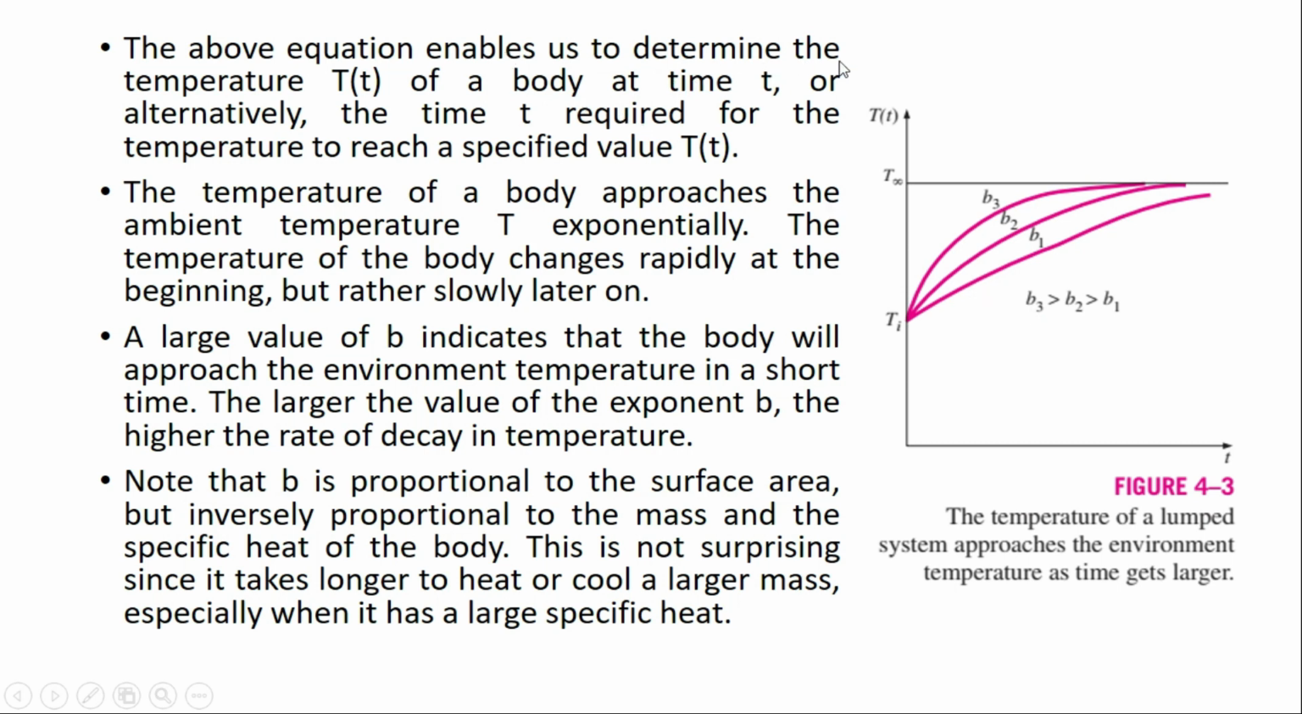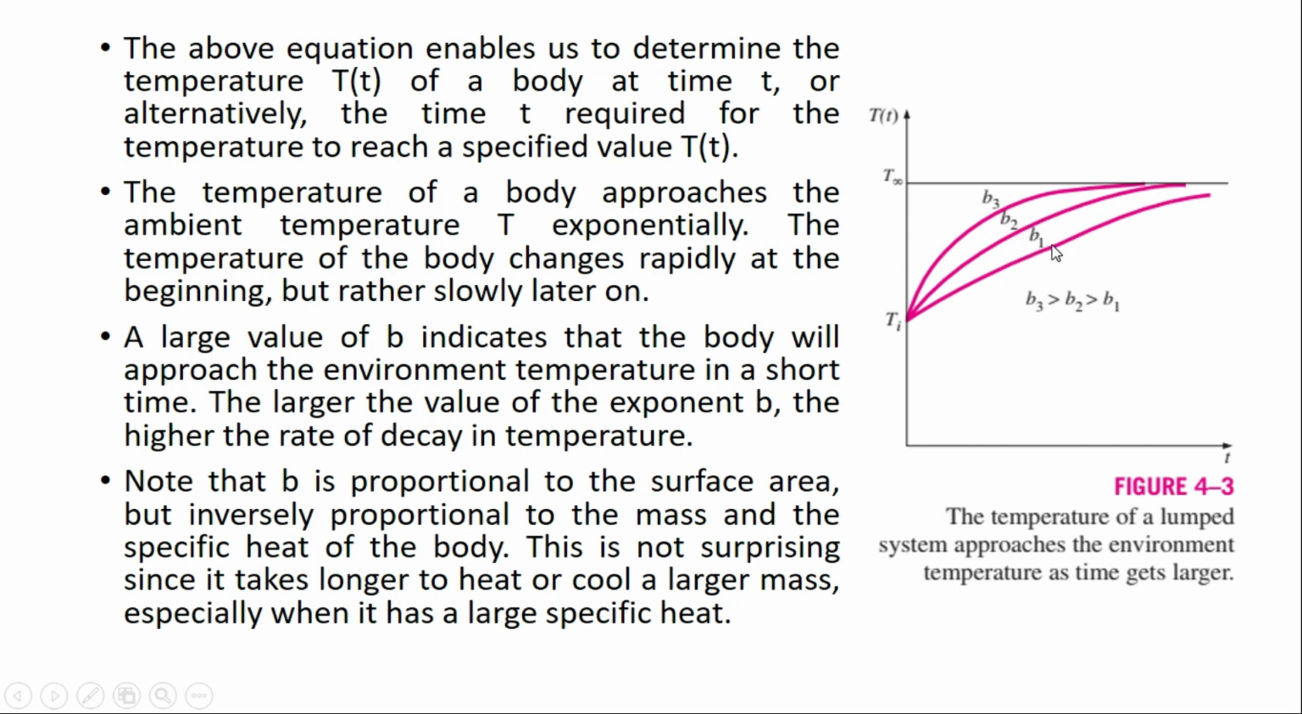So the above equation enables us to determine the temperature of the body at a particular time t, or alternatively the time t required for the temperature to reach a specific value. If the value of b, that constant, is very small, it will take a lot of time for the body to reach a certain temperature. Whereas in the opposite case, if the value of b is very high, the body temperature will reach a certain value in a shorter time. So what we have concluded from this graph is that a certain temperature of the body can be attained based on this constant value.